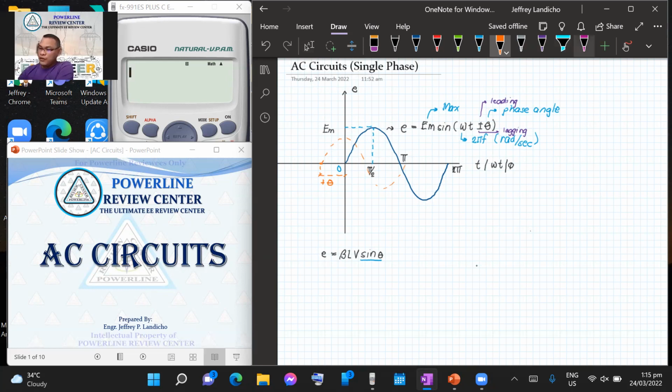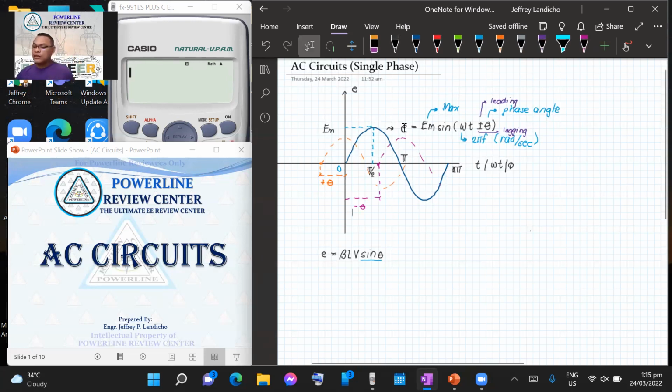Now, in case our waveform starts after the origin, let's say this is the waveform we need to consider. If we try to get the distance of its starting point to our origin, this is its phase angle. In this case, because it is late, the origin is already here and the waveform only starts here. So it is known to be what? Lagging. And if it is lagging, this is negative. Okay? Got it? So that would be our alternating quantity.